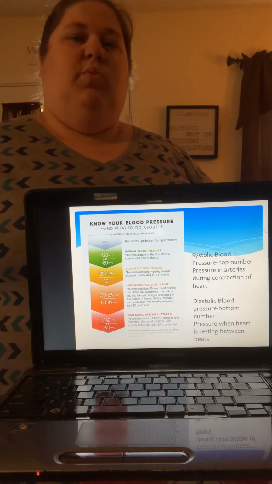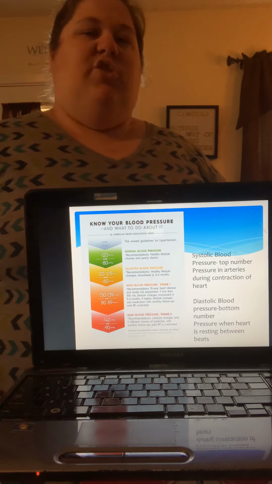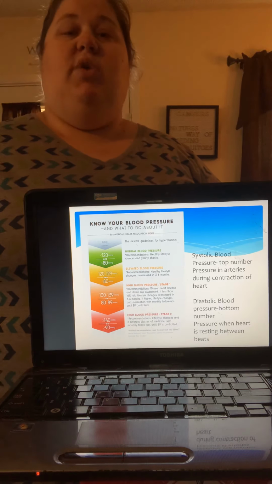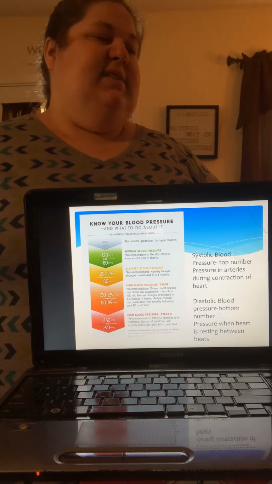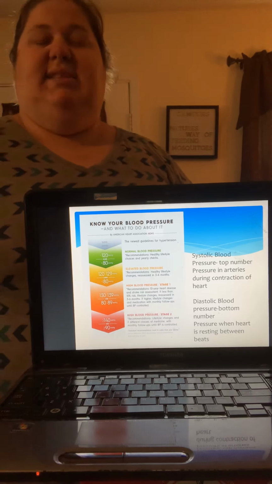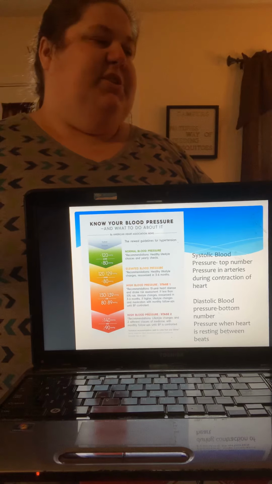So the bottom number, in 120/80, the 80, is called your diastolic blood pressure. And that represents the pressure in your heart during a rest. This is when your heart is resting in between beats. That's the pressure that is measured, the diastolic pressure.